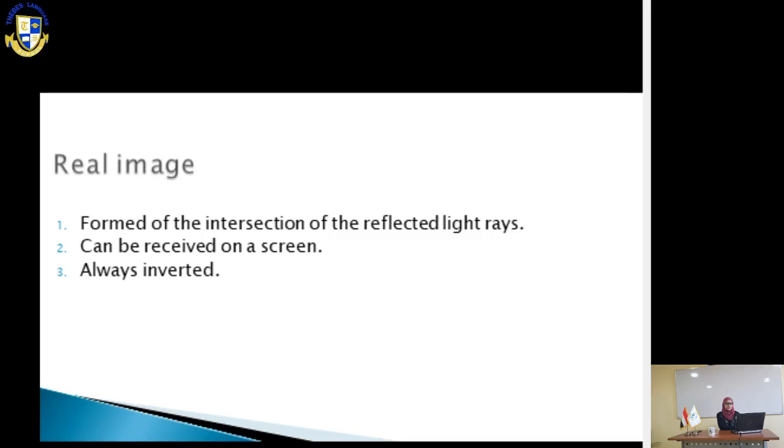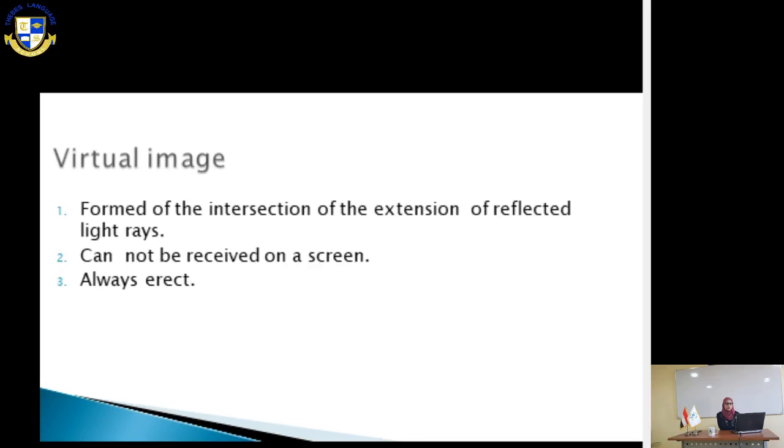Slide number 26. Virtual image. It is always erect, can't be received on a screen, formed by the intersection of the extension of the reflected light rays. So we have a comparison between real and virtual. Here, real and virtual: the virtual is always erect, but the real is always inverted. Here the real can be received on the screen and the virtual can't be received on the screen. Slide number 27.